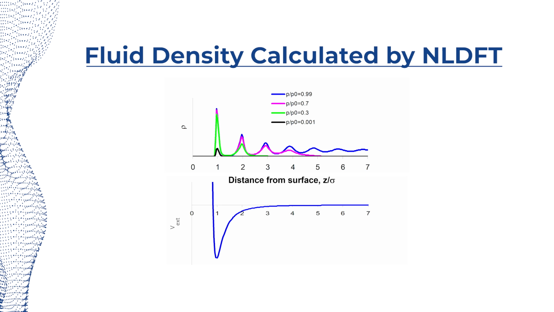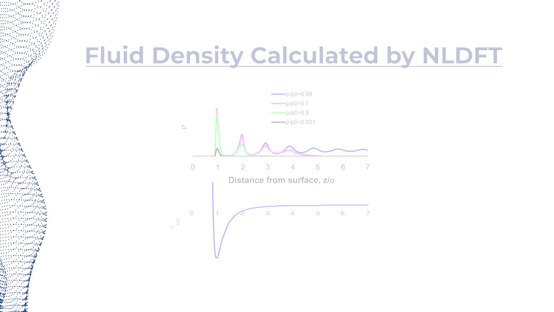The upper graph shows the calculated density profile for this external potential. At low pressure, we see one peak at 1 molecular unit away from the surface. As we increase the pressure, the first peak becomes larger, and then we have the second peak, which represents the second layer of adsorption. As the pressure goes up further, multilayer adsorption can be seen.